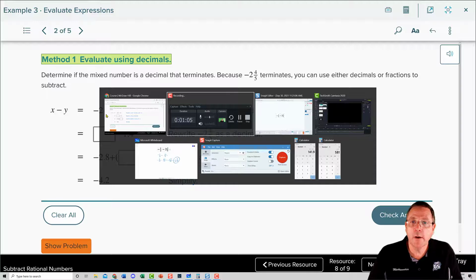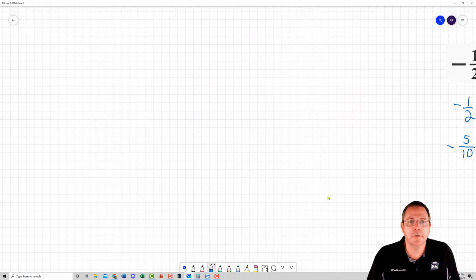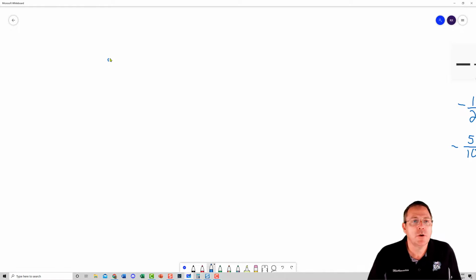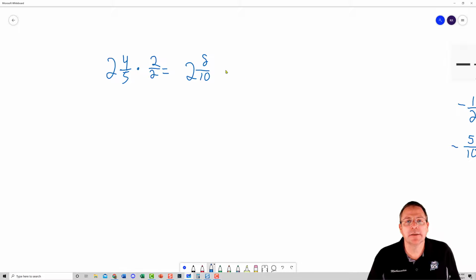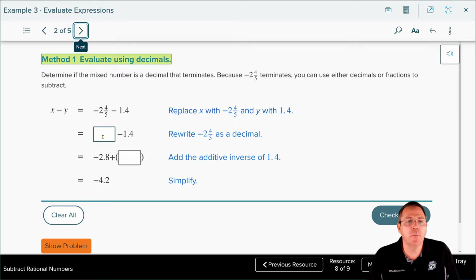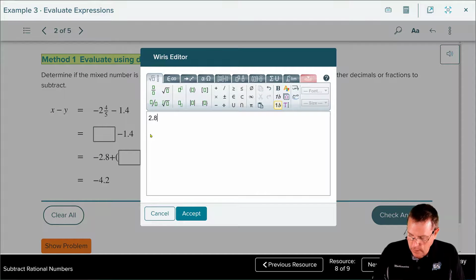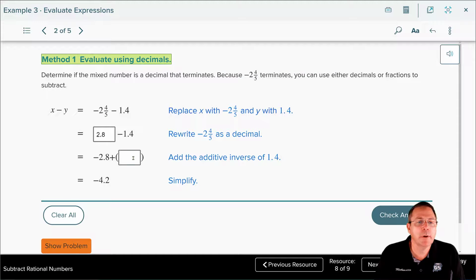And just real quick, we're going to go back over here and I'm going to show you what's going to happen on that. So we had, let's get a clean slate, a 2 and 4/5. Well, 4/5 I could multiply by 2 over 2, and that would give me 2 and 8/10. And that is the same thing as 2 and 8/10 written as a decimal. So that is how we get the number we're going to put in right here, which as a decimal is going to be 2.8.